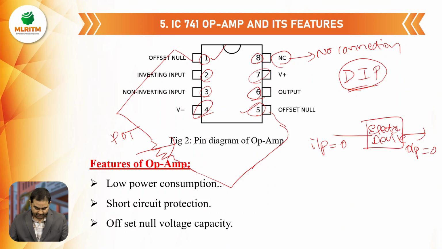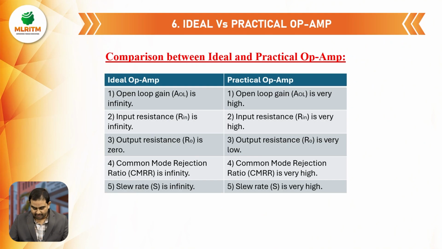Apart from that, a few features are also given here: low power consumption, short circuit protection, offset null voltage capacity. We know about low power consumption, short circuit protection, and offset null we have just seen. So that is one of the main features of this op-amp, IC741.